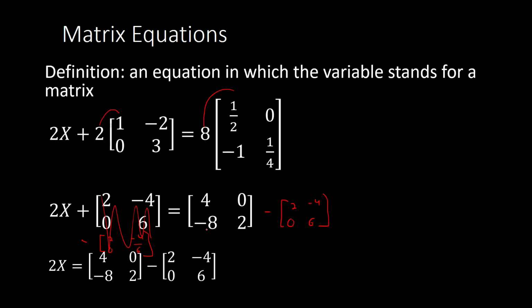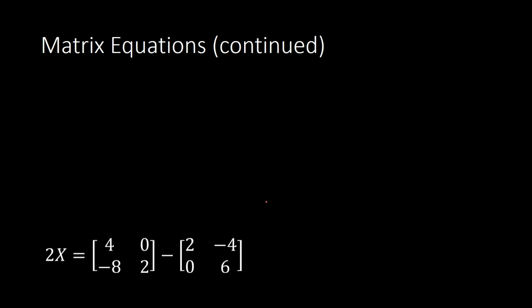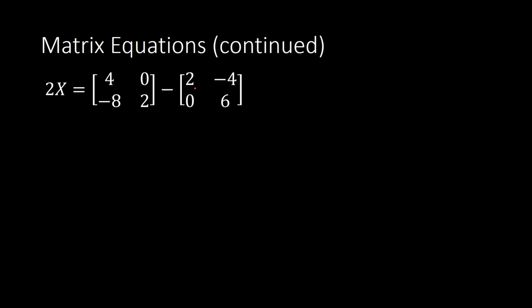So now I would have 2x equals, and then these two matrices subtracted from each other. So looking at these two matrices subtracted, I get 4 minus 2, which gives me 2. 0 minus negative 4 is 4. Negative 8 minus 0 is negative 8. And then 2 minus 6 is negative 4. And then to solve for x, I now need to get rid of the 2. So to get rid of the 2, I divide everything by 2.